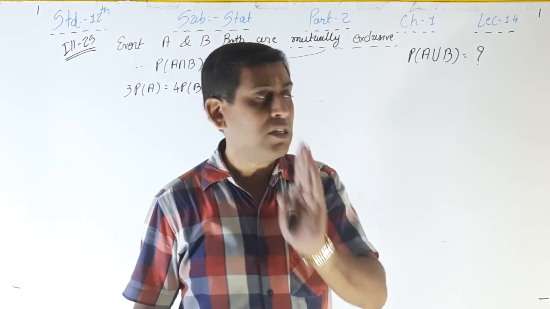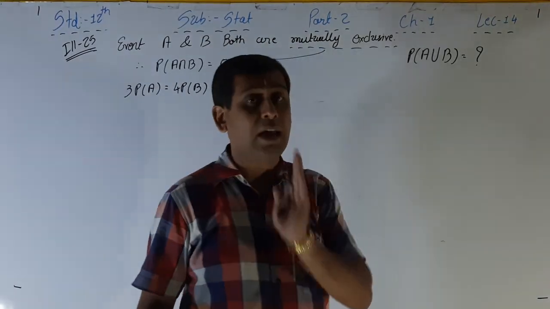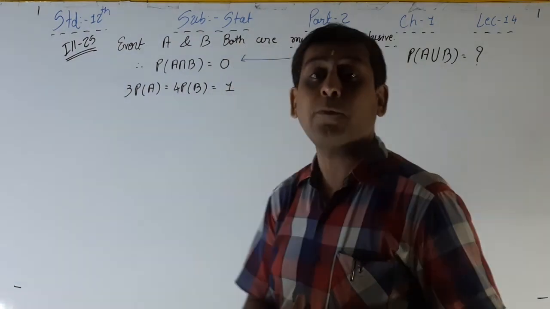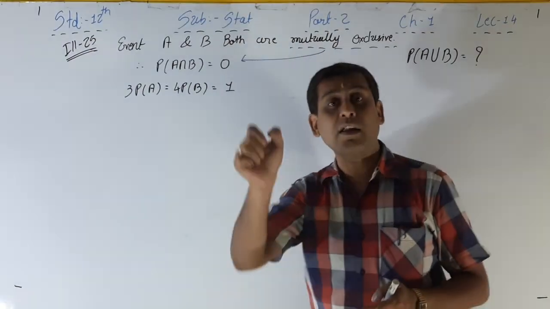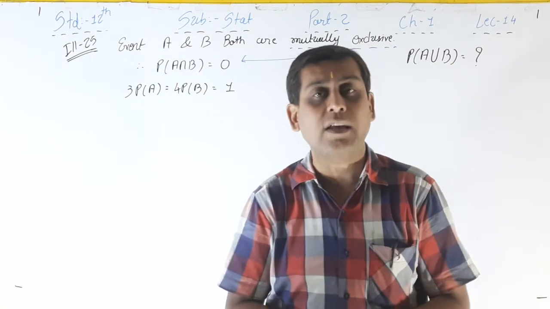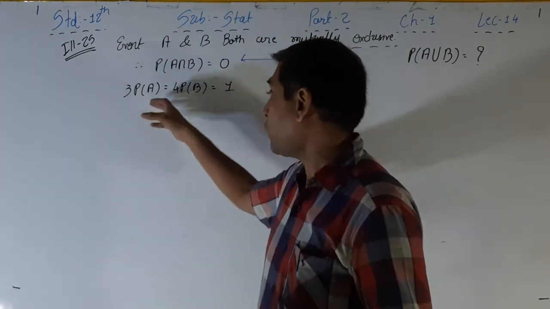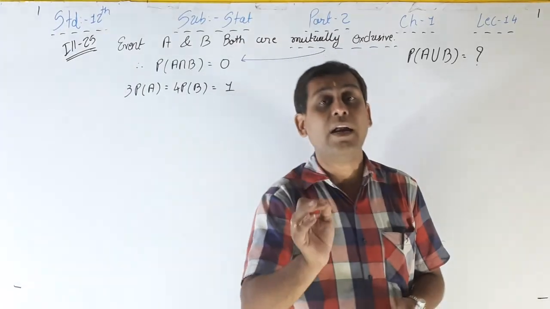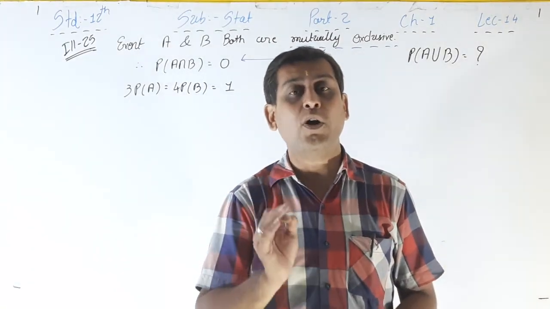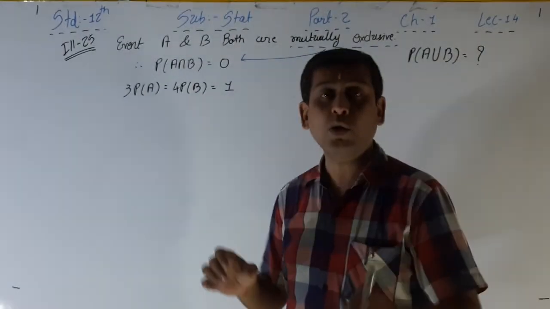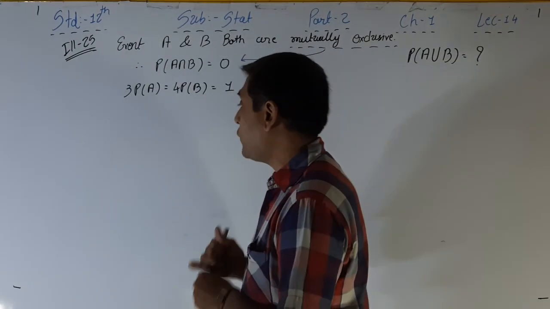Okay, so this is the formula, and for that first of all we have to find out P of A and P of B, because again it is a combination of mathematics and statistics, right? We have to use the formula, but for that first we have to simplify the data given in the question and find the answers for P of A and P of B. What does that mean? See here.